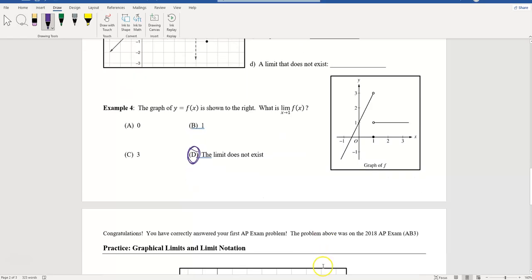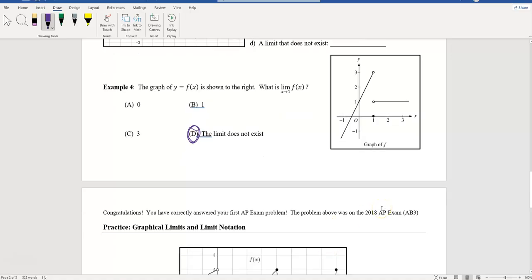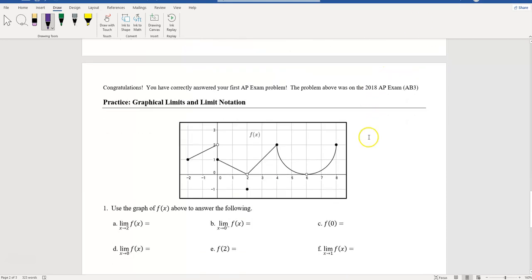Okay, and congratulations, you have correctly answered your first AP exam problem. This problem was on the 2018 AP exam. So, some of them are not all that difficult. Some of them are very difficult, but there are questions that you can do. The limit does not exist here because from the right and the left you're getting a different value, right? For those.